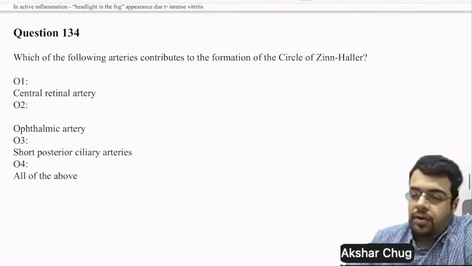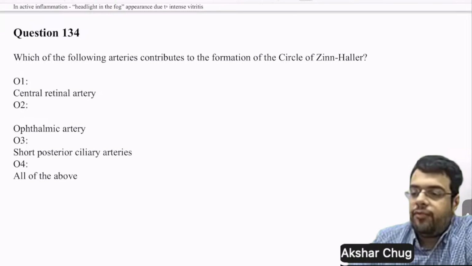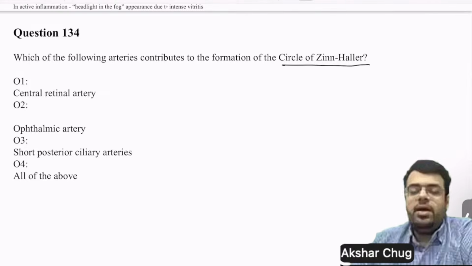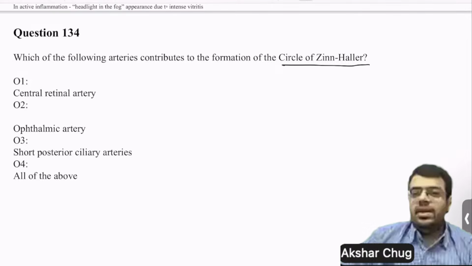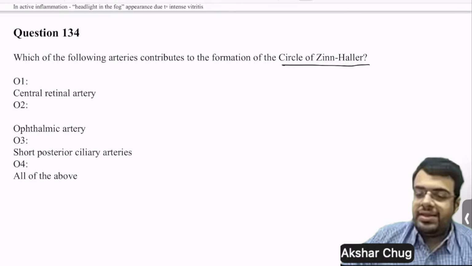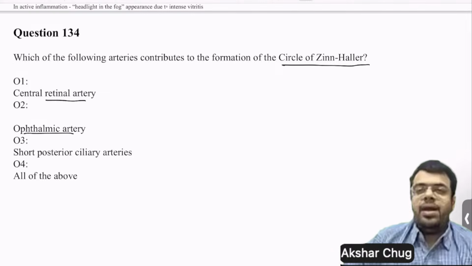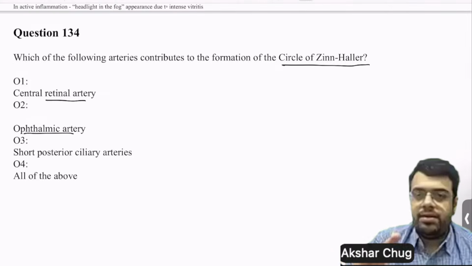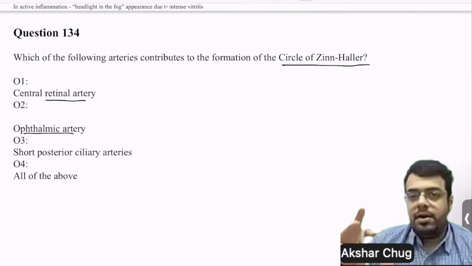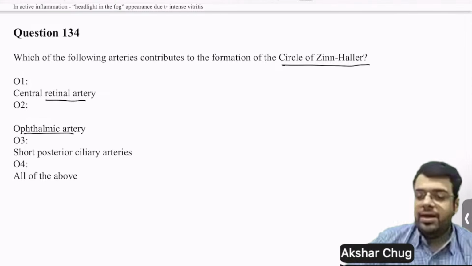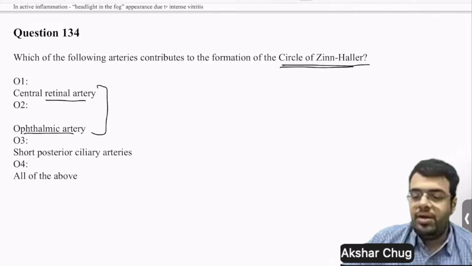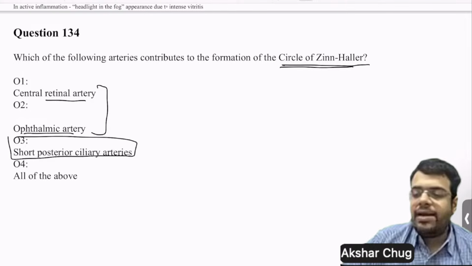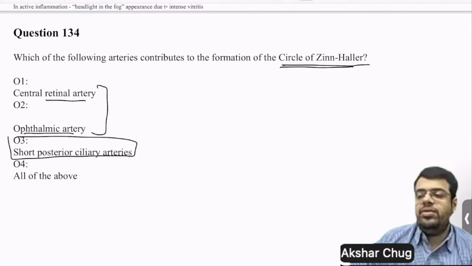134. Which of the following arteries contributes to the formation of the circle of Zinn-Haller? Now, even if I don't know this question, you can easily rule out the other options. Central retinal artery and ophthalmic artery will go inside the eye and supply the globe of the eye. So definitely they cannot be involved in the circle of Zinn anastomosis. Whereas short posterior ciliary artery is the answer of this question, and it is related to the circle of Zinn.